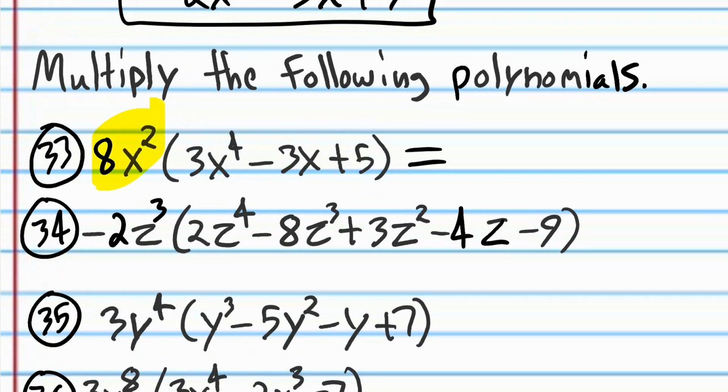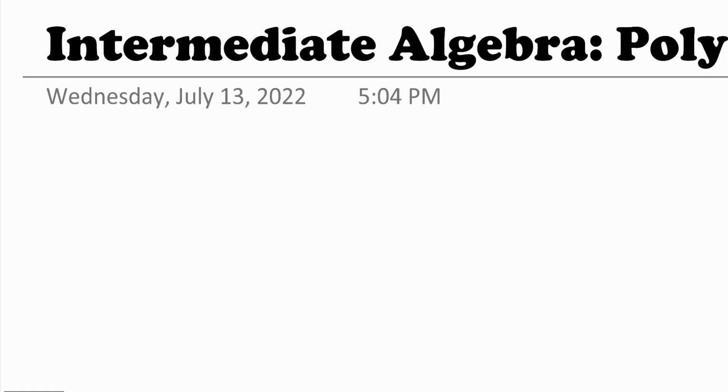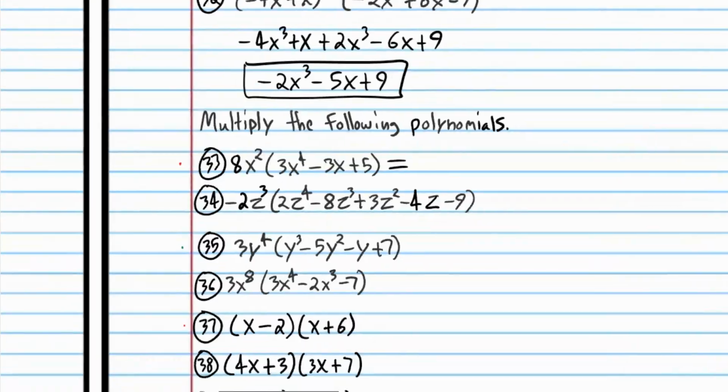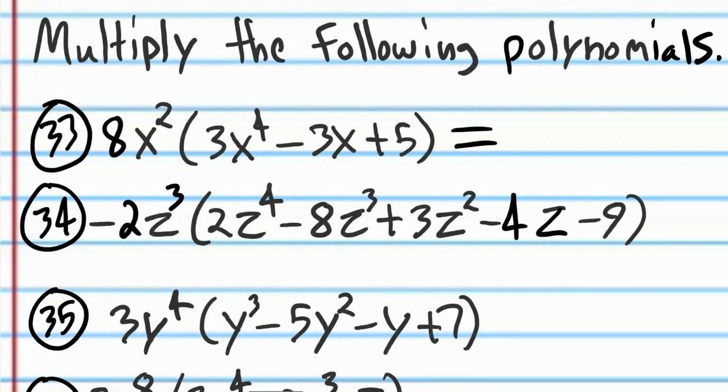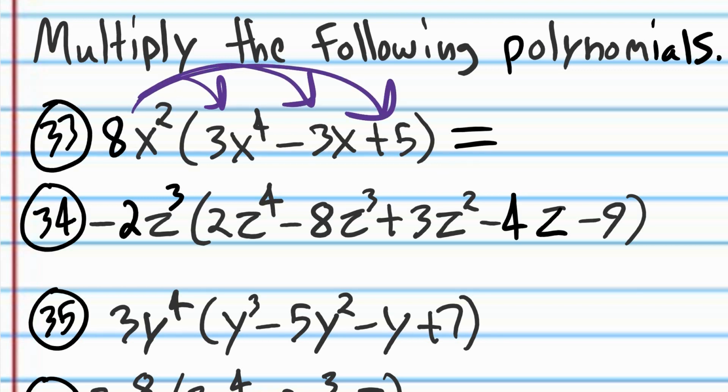So we're going to multiply 8x squared by 3x to the fourth, and then we're going to multiply 8x squared by negative 3x, and then we're going to multiply 8x squared by the last term. Remember, that's the distributive property. So we're multiplying 8x squared by each one of these terms.